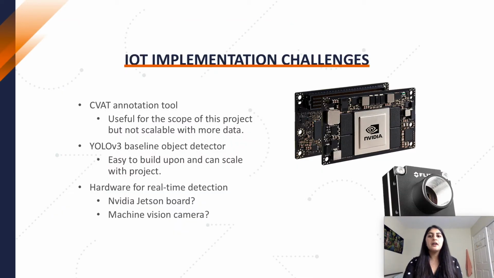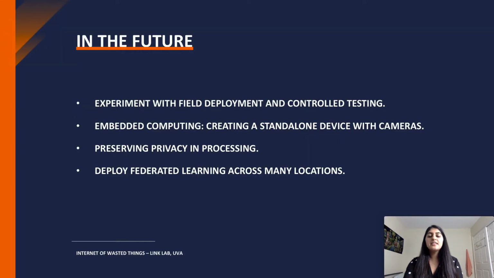So creating this project as part of the Internet of Things comes with some challenges. The first of these was choosing an annotation tool, and while CVAT was appropriate for our milestone, it definitely cannot scale in the future with more data because it has to be run and used locally. Then there was the question of which baseline object detector to use, but I think YOLO was a really good choice, and we will continue to build on that in the future. And lastly, as we look to create the hardware on where this model will be run, there are many choices such as an NVIDIA Jetson board or a machine vision camera. And specifically in the future, we'd like to work on field deployment and testing, creating a standalone working component, preserving privacy while recording, and eventually having federated learning across many bin locations.